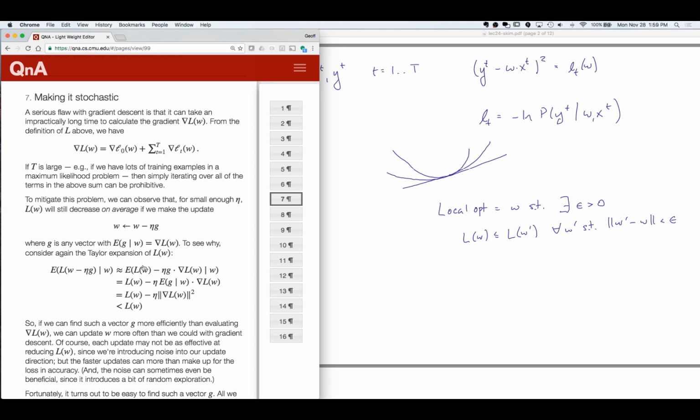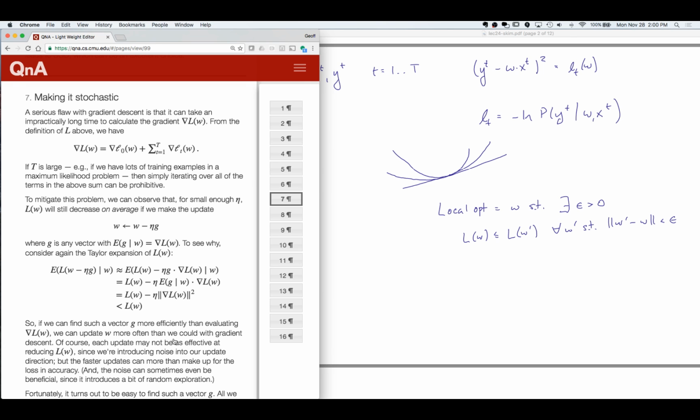So that's kind of cool. And so all we have to do is then find a way to get an approximate gradient much more efficiently than evaluating the exact gradient. Then we'll be able to update W much more often than we would with ordinary gradient descent. Every individual update might not be as effective, but because we're doing so many more of them, we'll make up for the loss in accuracy. And in fact, it turns out that the fact that the update has a little bit of randomness in it can even be beneficial. It can help us explore the loss function and keep us from getting stuck in local optima.